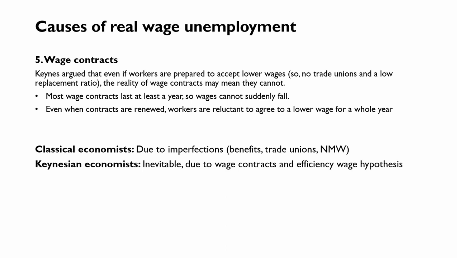Classical economists lean on real wage unemployment, and they'd argue that real wage unemployment is the only real type of unemployment. And it's fundamentally caused by imperfections in the labour market. The market isn't able to work properly because of things like benefits, trade unions, and national minimum wages. Keynesian or interventionist economists, on the other hand, would argue that this is an inevitable feature of labour markets. Wage contracts and the efficiency wage hypothesis suggest that labour markets will rarely ever perfectly adjust. Wages don't tend to adjust downwards.